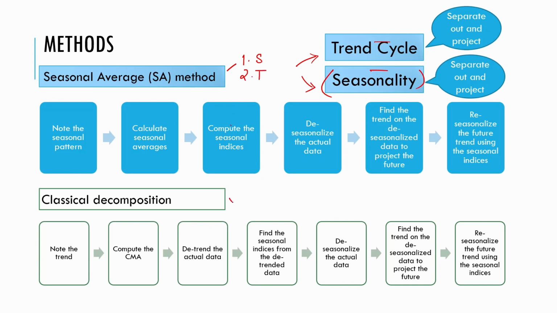And here, in classical decomposition, the situation is exactly opposite. That means first trend and then seasonality. We will implement this in a spreadsheet, because the method is a little elaborate and I need to explain it in detail. Therefore, I am not taking classical decomposition in this particular video. We will only discuss the seasonal average method, that means the first method, in today's video.